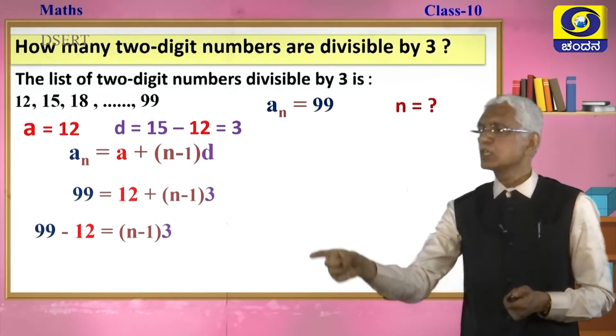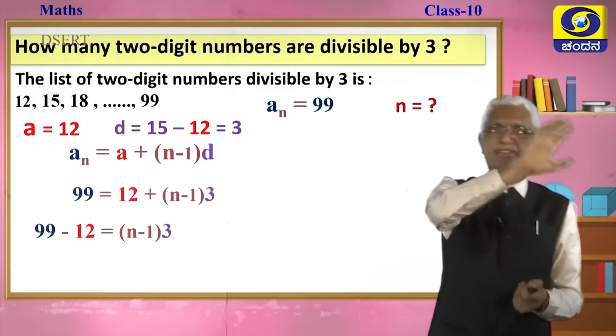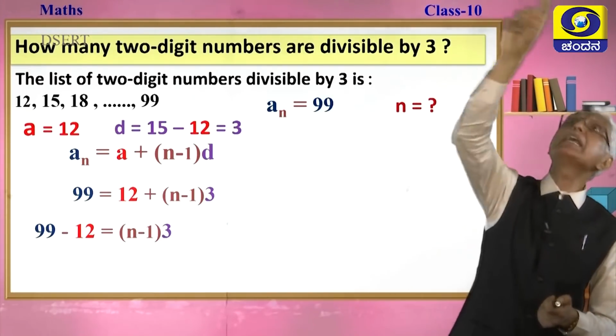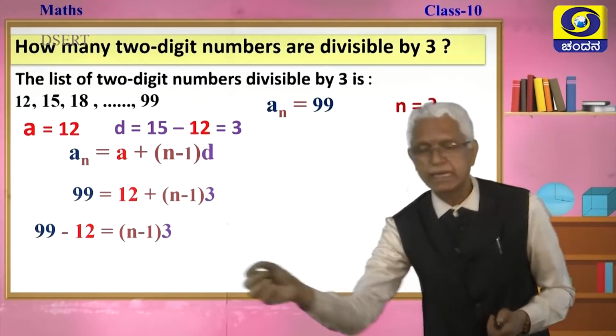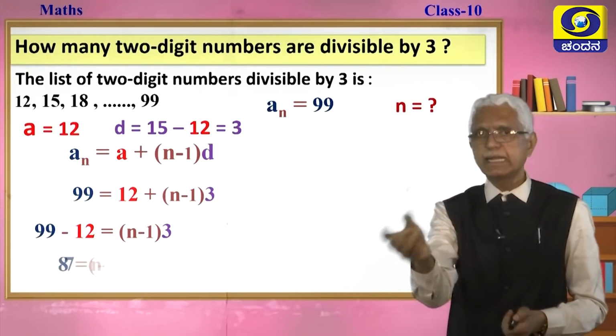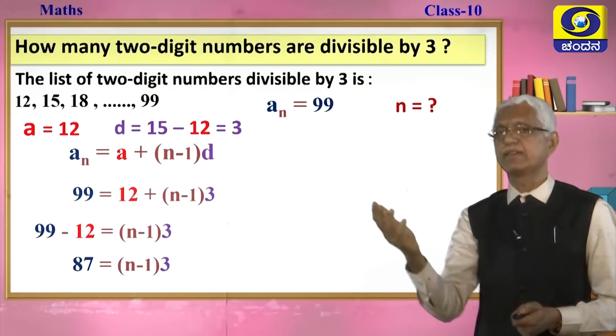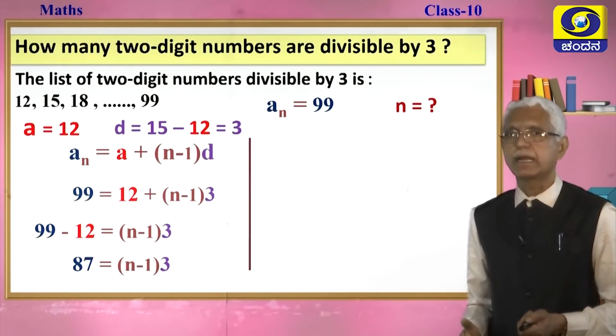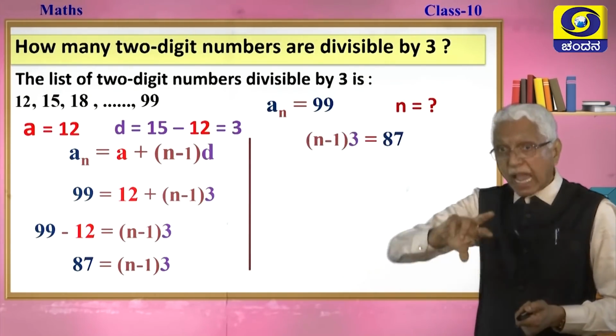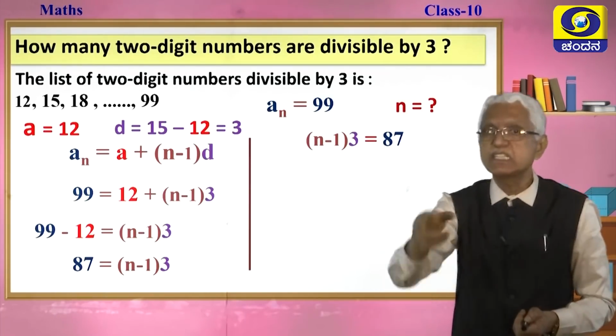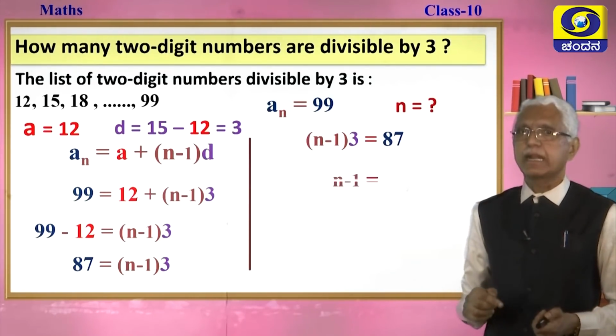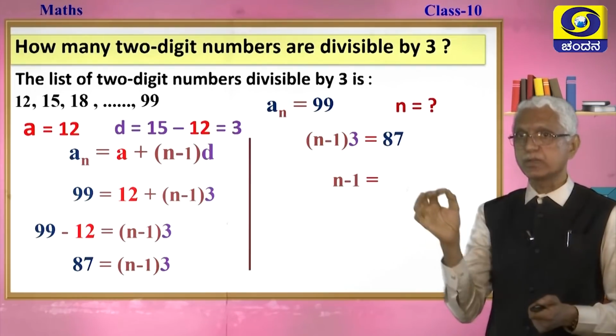What have I done? 12 is transposed to the left hand side. 99 minus 12 is equal to n minus 1 into 3, right? 99 minus 12 is 87. 87 is equal to n minus 1 into 3, right? How do I proceed? I rewrite it as n minus 1 into 3 is equal to 87.